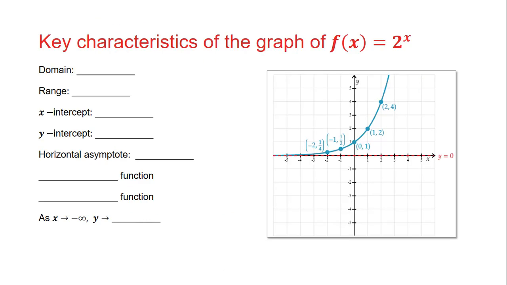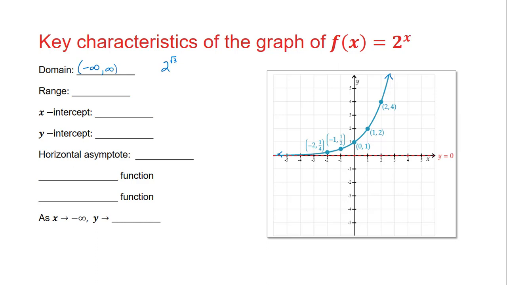So key characteristics of the graph of f of x equals 2 to the x is that the domain is all real numbers, -infinity to infinity. I can plug any real number into the function and get an output value that is a real number. I can even find like 2 to the square root of 3. Right, your calculator can do that.